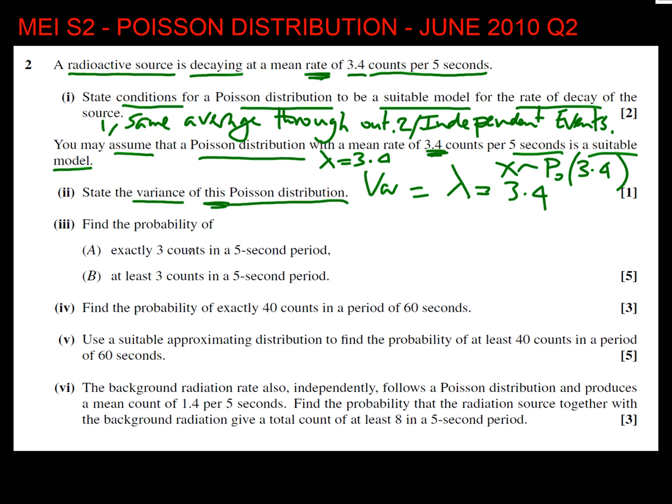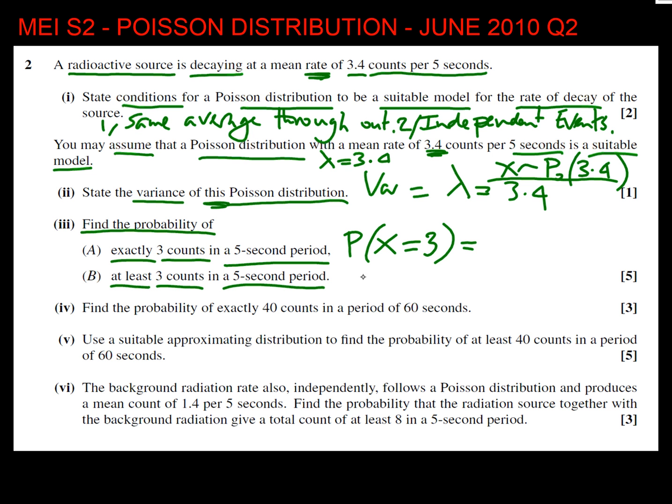Find the probability of exactly 3 counts in 5 seconds, and at least 3 counts in 5 seconds. Okay, so what are we looking at? Well, we've got our Poisson up there, and this is one of the more straightforward ones. We've got probability that x equals 3. The second question is asking us at least 3, so that's going to be x greater than or equal to 3, isn't it? Okay, let's do that then.